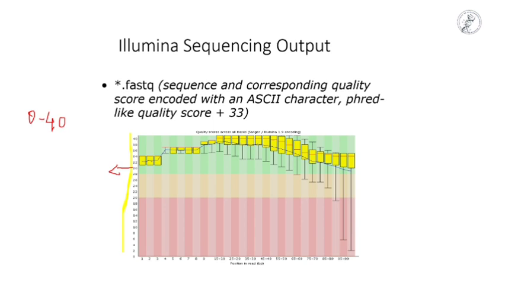You can see the initial sequences here. These are the sequences; this is the sequence position, the first position. The initial sequences were of very good quality score. It has a quality score of 36, it has a quality score of 32. It's a very good quality score.